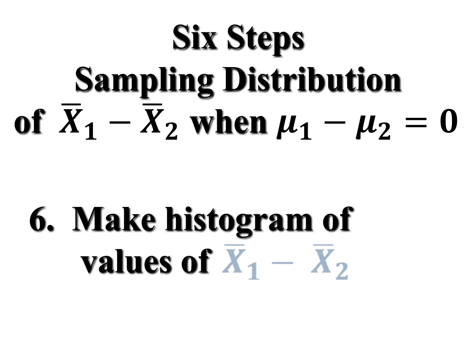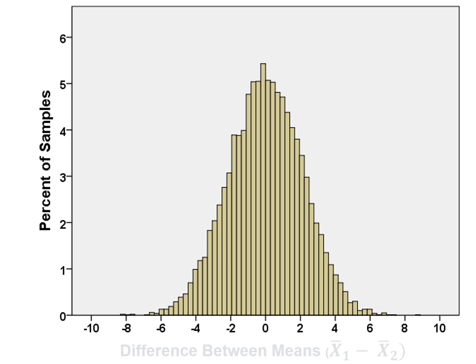The sixth step is to make a histogram using the 10,000 numbers that we just calculated, the 10,000 values for the differences between the two means. And this histogram is a sampling distribution of the difference between the two sample means when the null hypothesis is true.